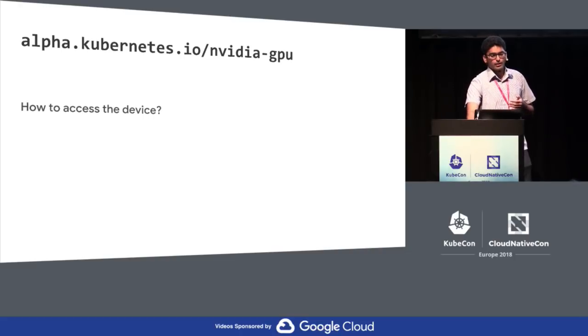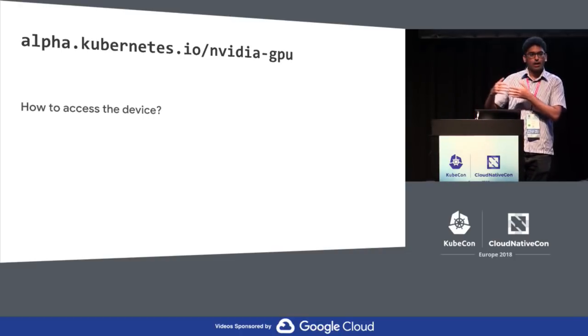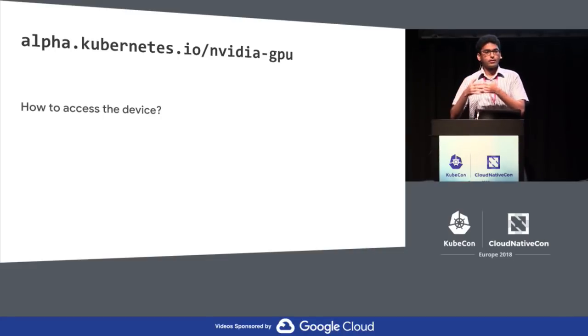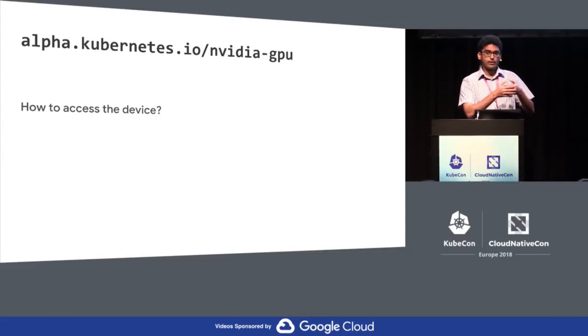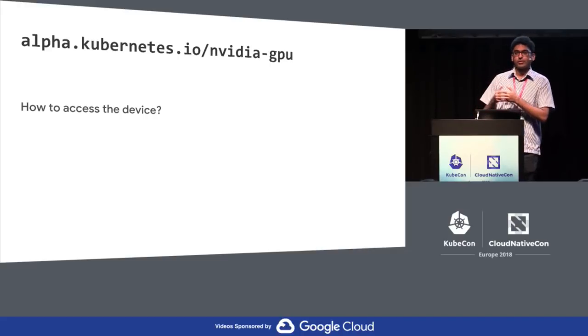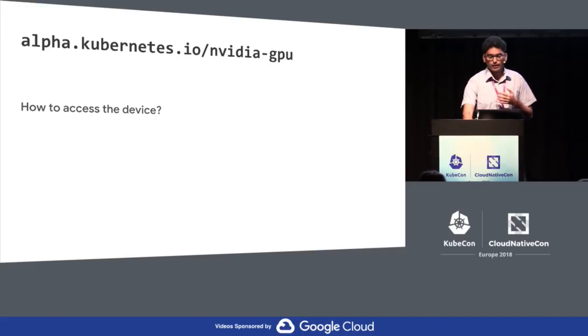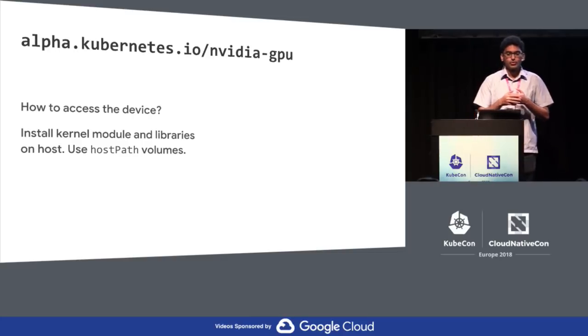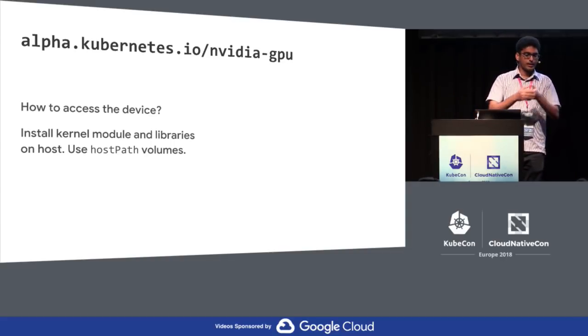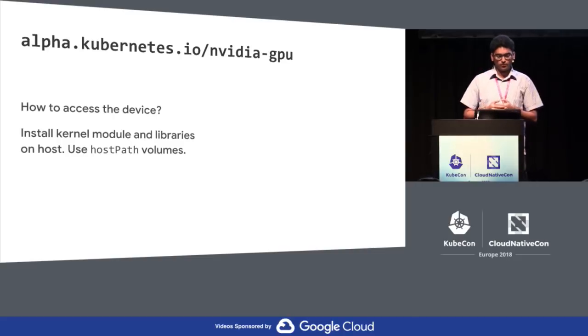So now you have devices attached to the container. How do you access the device from inside the container? As I said before, to access the device, you need those user-level libraries. But also, if you have those user-level libraries, then your container image is not portable. So we recommended that users install both the kernel module and the shared libraries on the host, and then use host path volumes to inject these libraries inside the container. So install both on the host, create a host path volume, and inject that volume into the container.